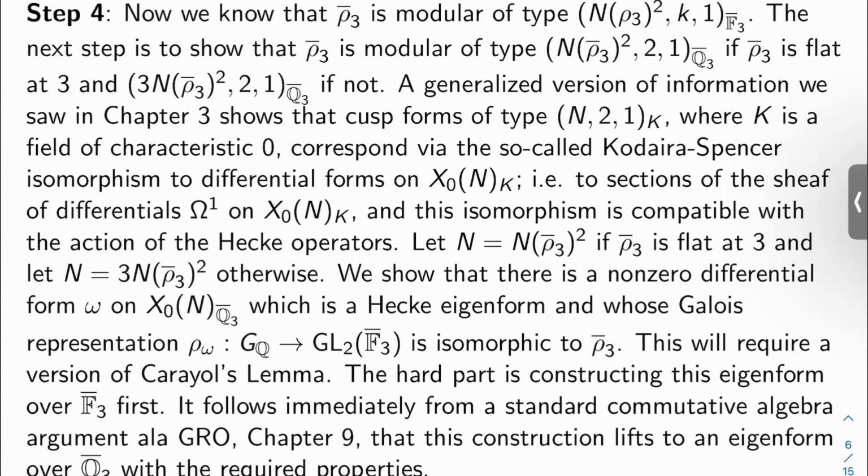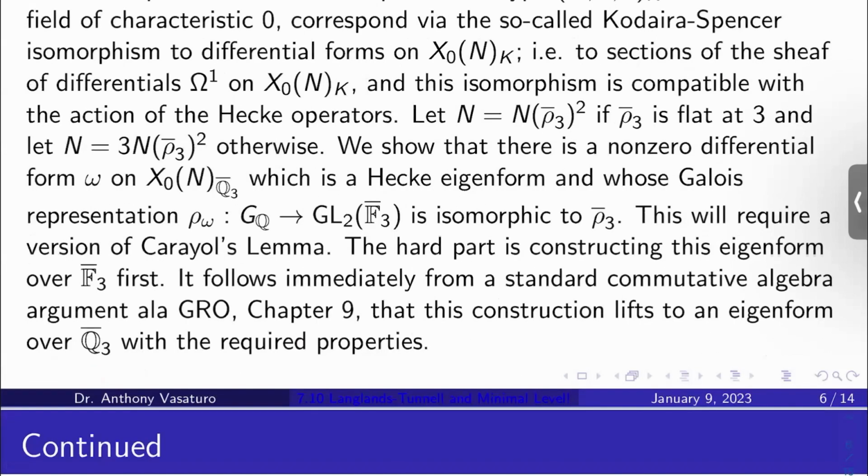The hard part, though, it turns out, is constructing this eigenform over F bar 3 first, and then it follows immediately from some standard commutative algebra arguments using Gross's book, chapter 9, for example, that this construction will lift to an eigenform over Q bar 3 with the required properties. So as a matter of fact, I just have to produce this non-zero differential, this eigenform over F bar 3, instead of over Q bar 3 like I'm claiming I want. So how do you do this?